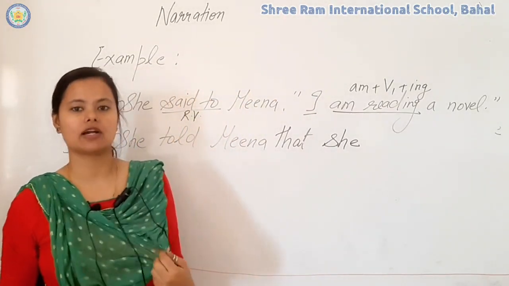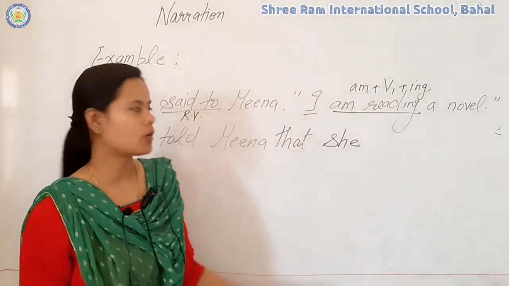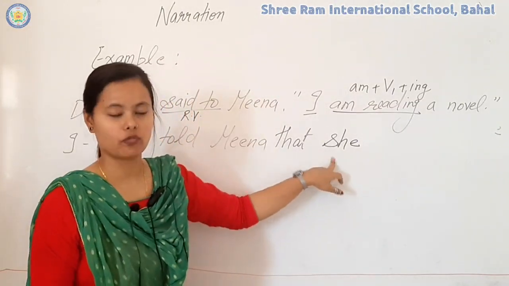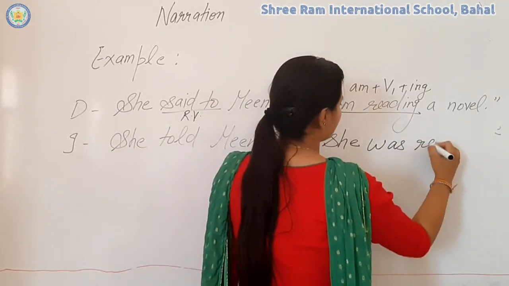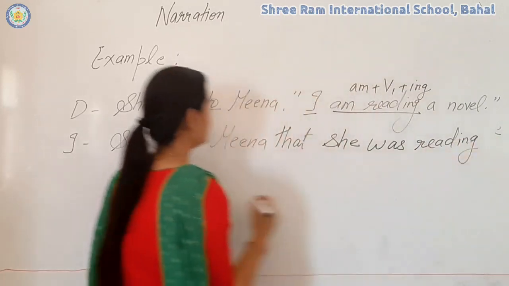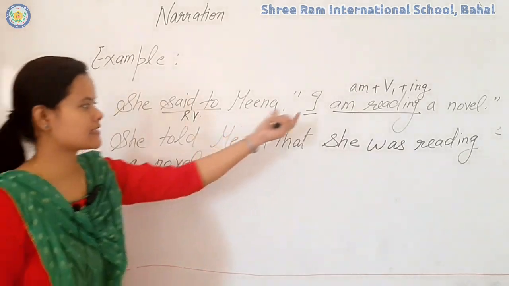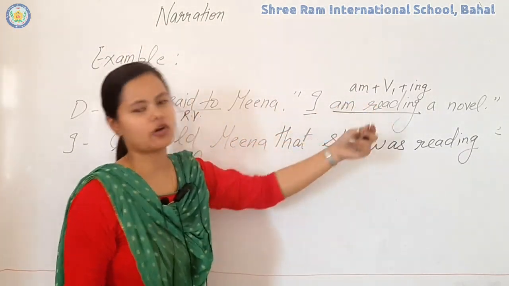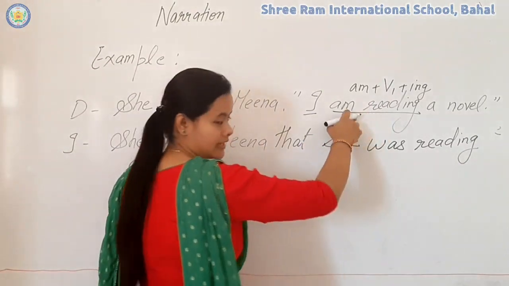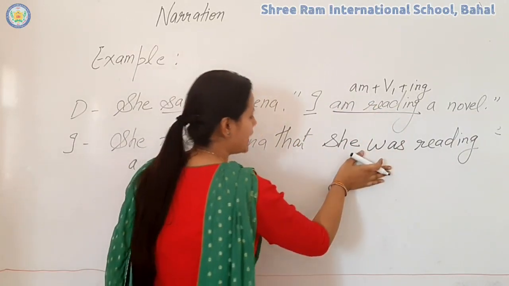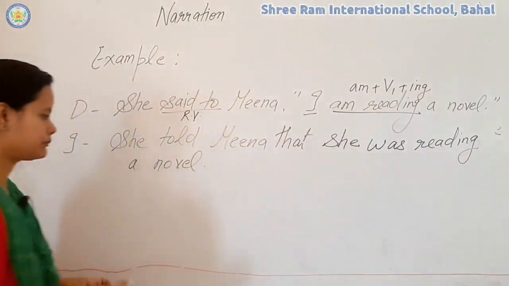According to the rule, we have to change present continuous tense into past continuous tense. And what is the helping verb of past continuous tense? The helping verb is was or were, and it will be chosen according to the subject. Now your subject is she, so which helping verb do we have to use here, was or were? We have to use was. She was reading a novel. So now we have changed the reported speech from direct to indirect. It's so easy. Here the tense is present continuous, and we have changed it into the past continuous one. She told Meena that she was reading a novel.